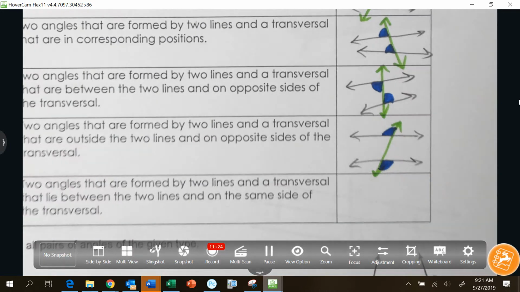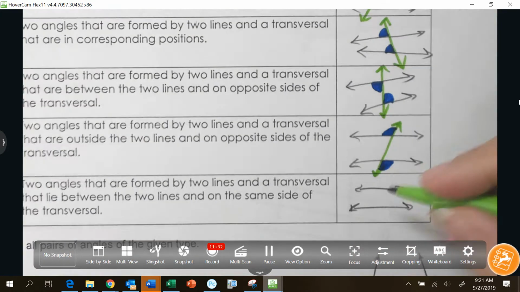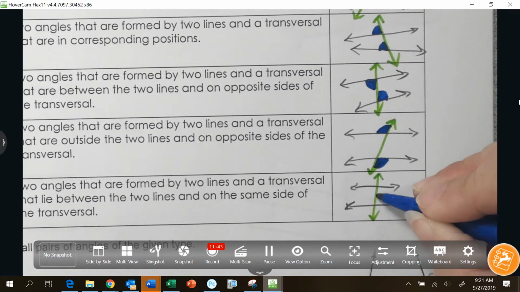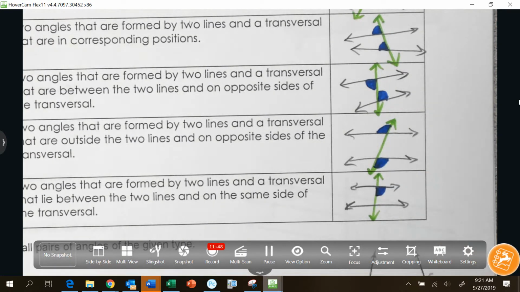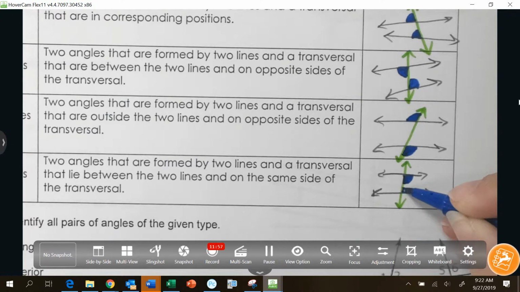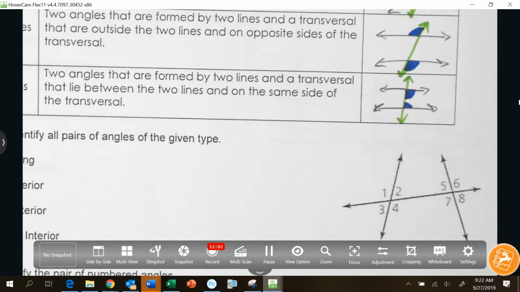And then consecutive interior. Consecutive interior, we have two lines, we have a transversal, and we're going to pick interior angles. So I'm just going to pick one side of the interior. I'm going to pick one angle. Now consecutive are on the same side of the transversal but on different lines. So this one down here is on the same side as the transversal, it's just on the other line. That would be consecutive interior.